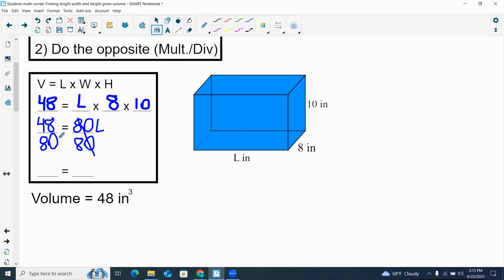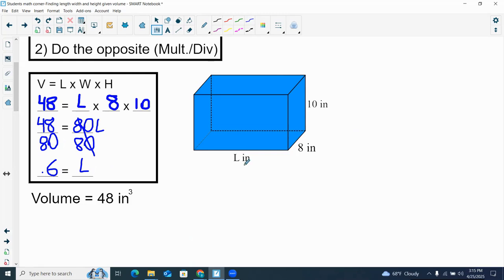And then I take 48 divided by 80, which is going to give me a really weird number. So in my calculator, I type in 48 divided by 80, and I get 0.6. But that would be our length. So then what I would do is I would put 0.6 in for L.